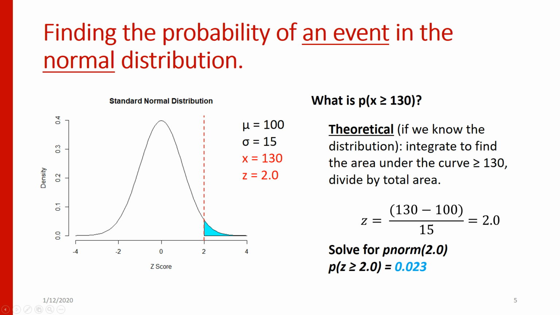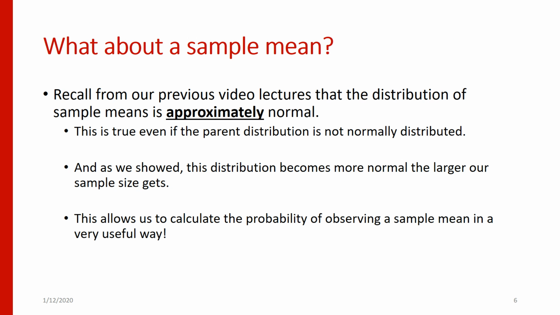But in this case, the upper tail is what we're interested in because we want to know if it's 2.0 or greater, and we'll find that will happen 0.023, or about 2.3% of the time. So about 2.3% of the time is when we'll actually get a score of 2.0 or greater. That's a fairly unlikely event under a normal distribution.